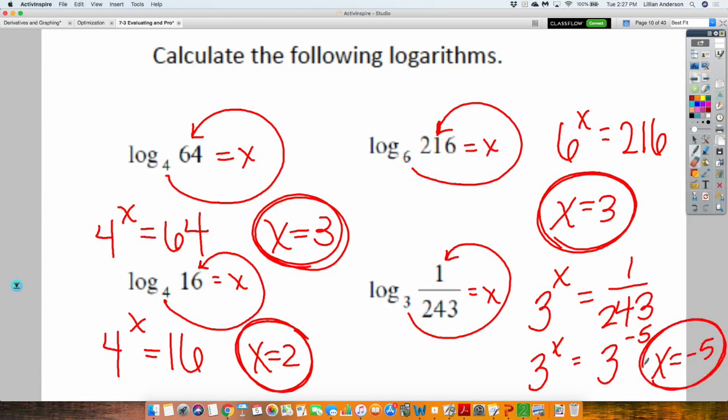Questions? Yes? So if you plug in the -5 and then use the 1... Uh-huh. That's how we're able to get to the 1 over. All right? Questions? Do the next 6. No calculator.